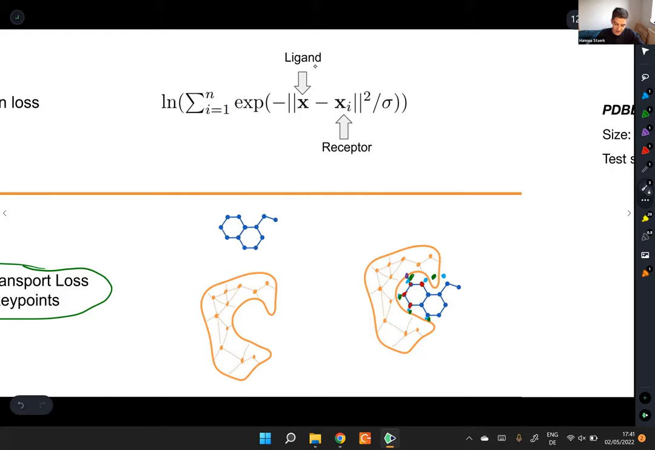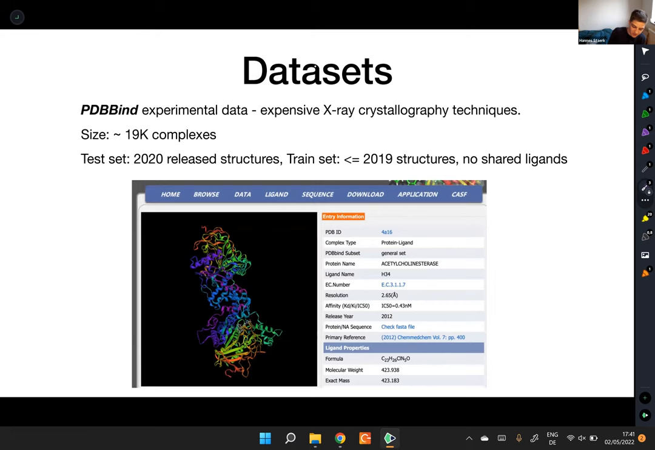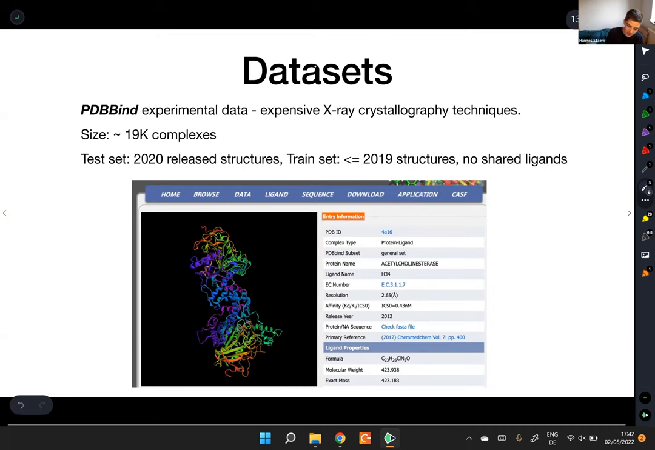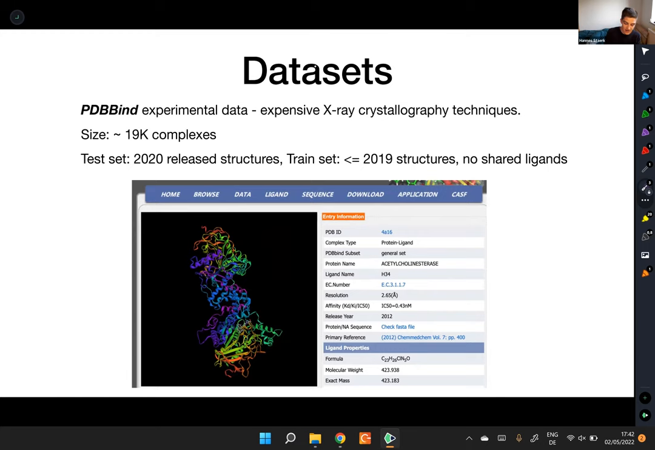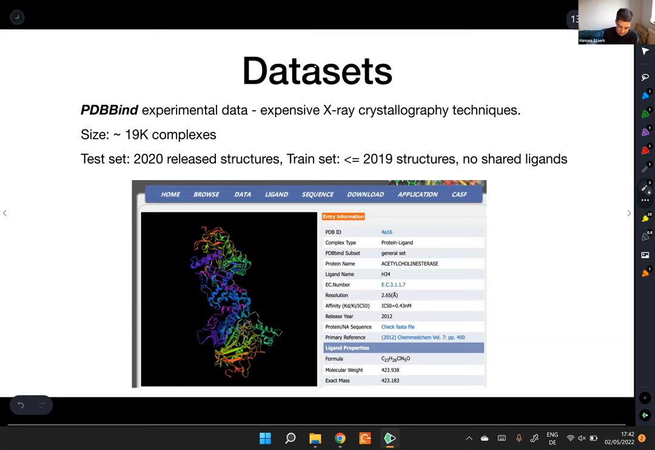Then let's test EquiBind, and for that we use PDBBind, and we take all of the structures that were released in 2019 or earlier as our training data, and all of the structures from 2020 or later we use as test data. Well, not actually, we also remove all of the complexes that have a shared ligand from the test data. And we also consider the test scenario where we have no shared ligands and no shared receptors as well.